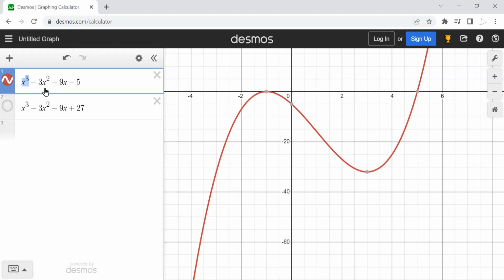Then if you have an x squared equal to 0, how many answers will you have for x? You have 2 answers. And what will those answers be? They will be the x coordinates here and here, negative 1 and positive 3. That's why there are 2 turning points.